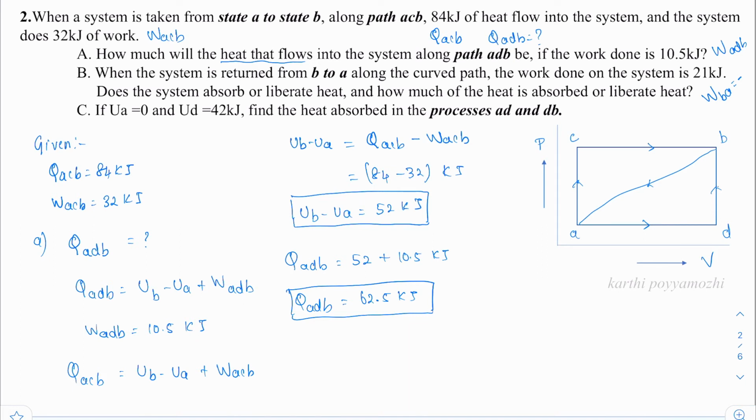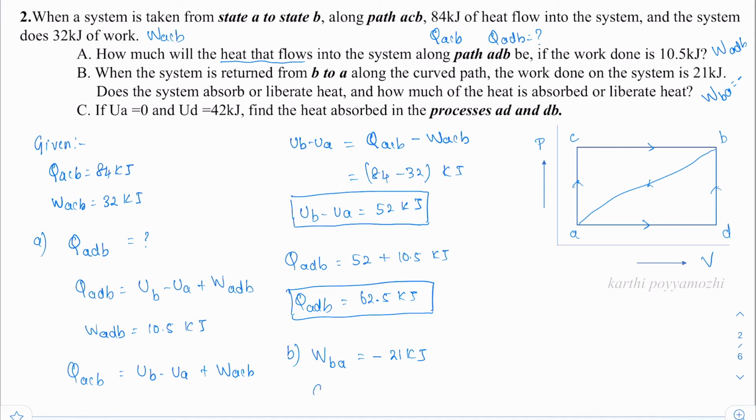And for subdivision B, when the system is taken from B to A along the curved path, the work done on the system is 21 kilojoule. That is, in this case, the work is done on the system. Therefore, for subdivision B, the work done for the process B to A is equal to minus 21 kilojoule. We have this value, and we have to find whether the heat is being absorbed or liberated by this process.